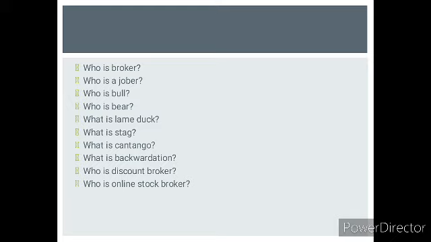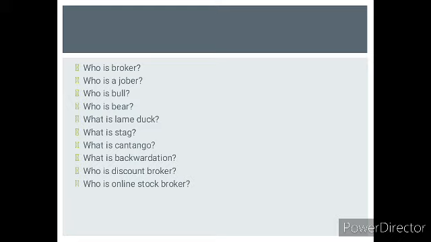Then next we have lame duck. Lame duck means a person where, when the bear fails to meet his obligation, he struggles to meet finance like a lame duck. Generally, a bear agrees to dispose of certain shares. So here any loss which is incurred by the bear can be compensated by the lame duck.